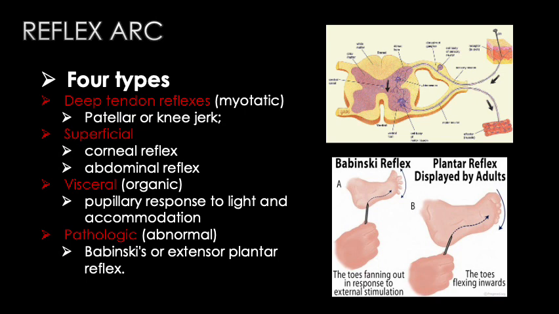Look at the four types of reflexes. We have the deep tendon reflexes, or myotactic. This is what most people associate reflexes with. You think of the knee-jerk reflex, also called the patellar reflex. We have the superficial reflexes. This is the corneal light reflex or the abdominal reflex. Visceral or organ reflex. This is your pupillary response to light and accommodation. And pathological, meaning abnormal reflexes such as the Babinski or the plantar reflex.